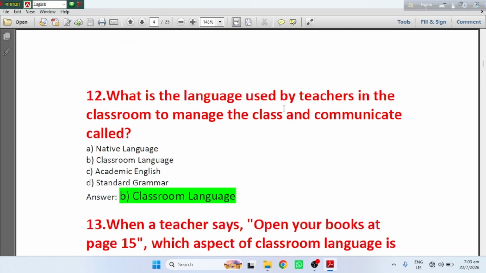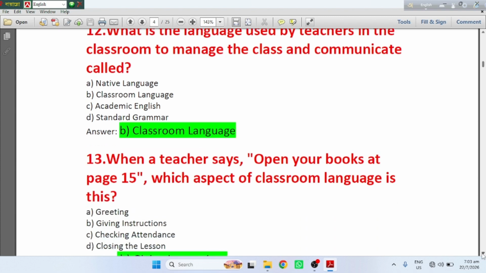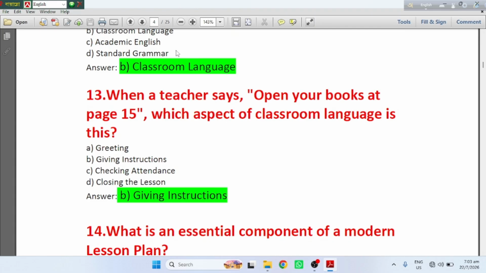12. What is the language used by teachers in the classroom to manage the class and communicate called? Classroom language. 13. When a teacher says open your books at page 15, which aspect of classroom language is this? Giving instructions.